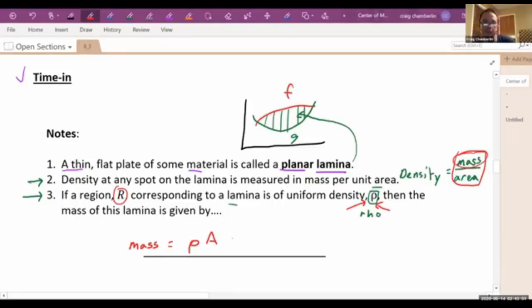Now, here's the thing, you guys. The area of the region, if you think about it, so think of this guy as your planar lamina, the area of that region is expressed by the double integral that we talked about a little bit ago today and also the other night. So remember what that is. It's the integral from, okay, A to B.